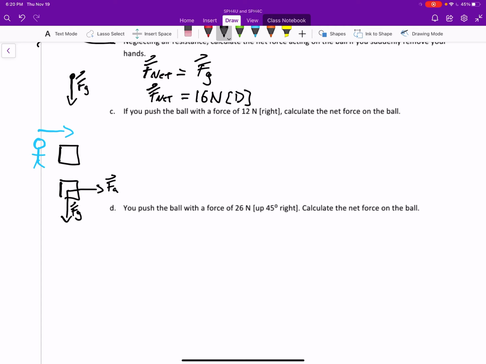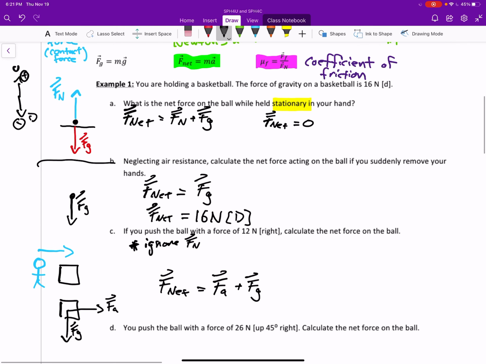So let's find the net force on the ball now. And then we are going to just ignore the normal force for now because we're in our space lab. So the net force is the sum of both forces acting on it, right? Which is the applied force and the force of gravity. But then we notice something interesting, that they are perpendicular to each other. So they're not in the same plane. So things become a little bit tricky. And our ball, this is the same ball from our example.